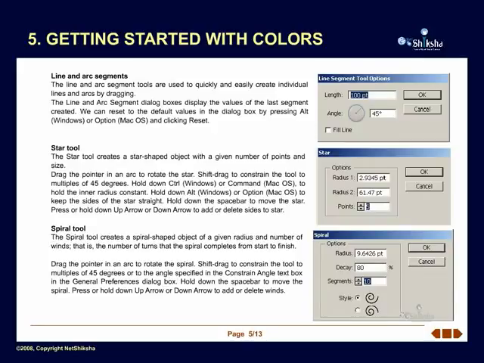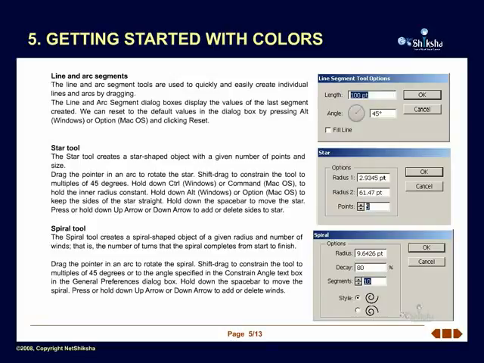To hold the inner radius constant, hold down Alt, Windows, or Option, Mac OS, to keep the sides of the star straight. Hold down the space bar to move the star. Press or hold down the up arrow or down arrow to add or delete sides to the star.